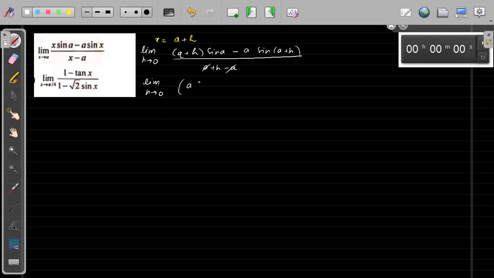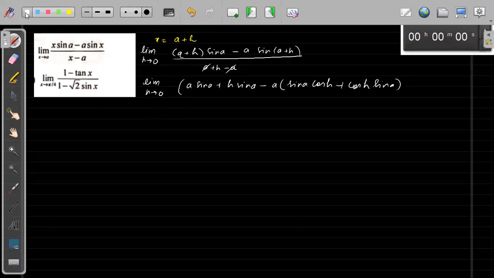So this is limit of h tending to 0, a plus h sine a minus a into, I will expand these both. So this is sine a cos h plus cos a sine h, right? And this whole thing is divided by h. Now this sine a cos h, cos h will become 1. So this is a sine a and this will get cancelled. This minus sign will go inside.